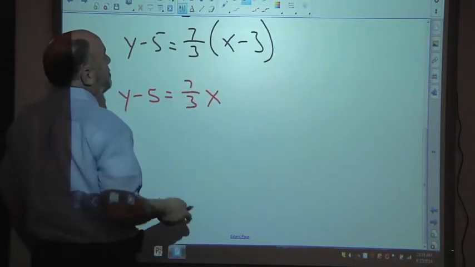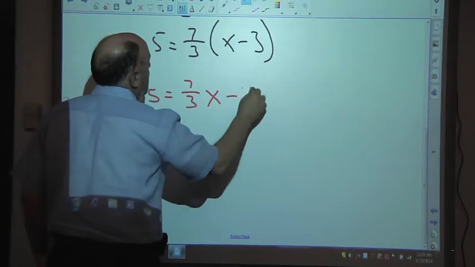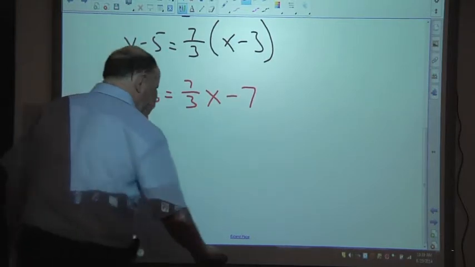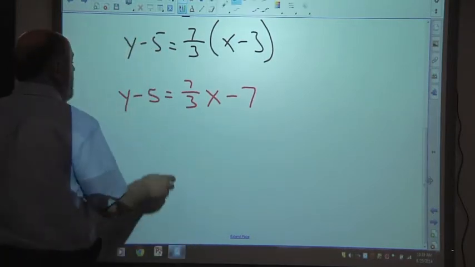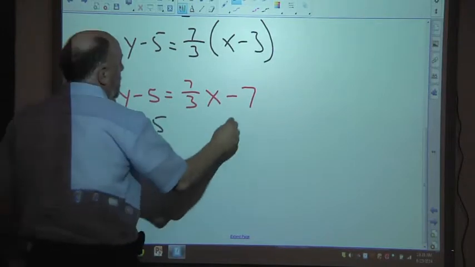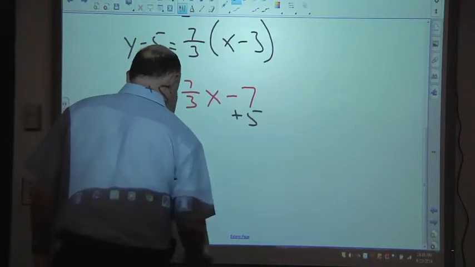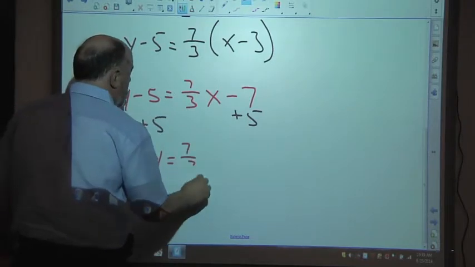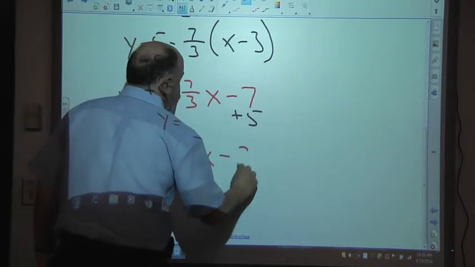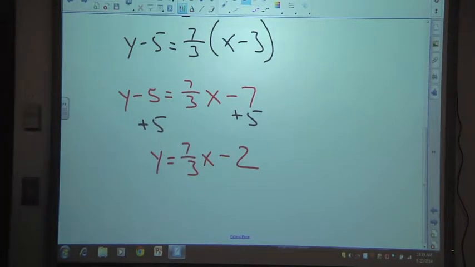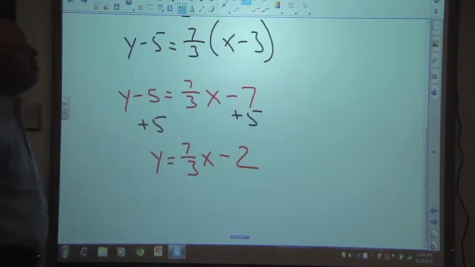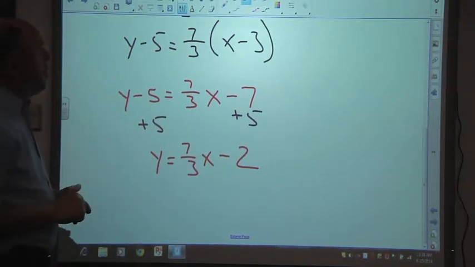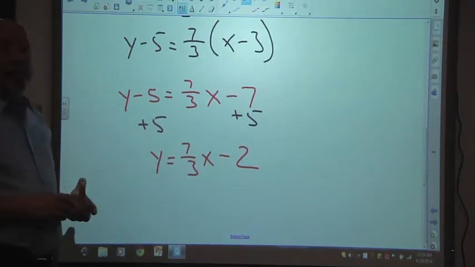7/3 times a minus 3 will be a minus 7. Next step is to bring the 5 over. Add 5. Add 5. And we get y equals 7/3 x minus 2. And that would change from point slope into slope-intercept form. So we have slope-intercept, and we have point slope form.